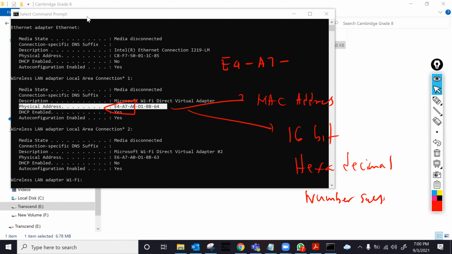So should I write my MAC address? Yes. And separate it in the middle, right? I mean, how many characters? After 6 characters. Yes.